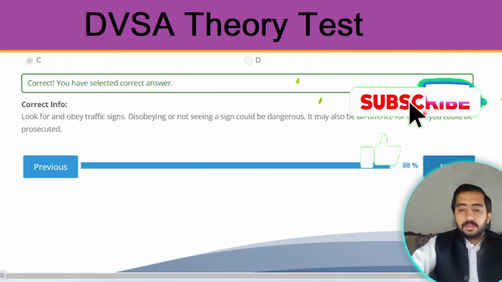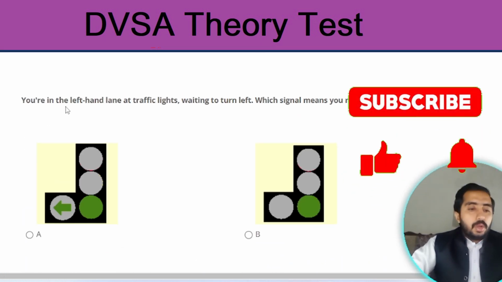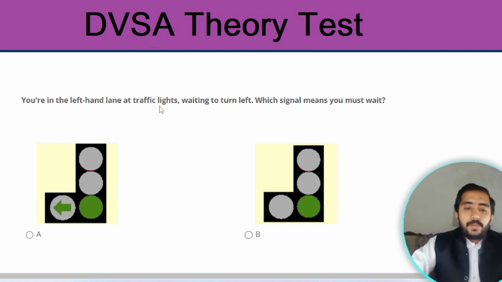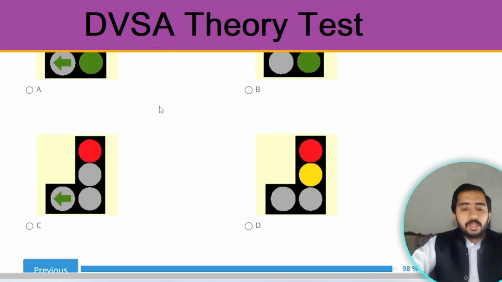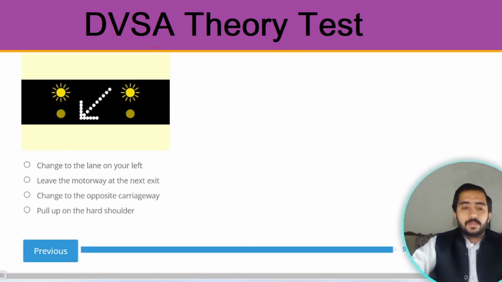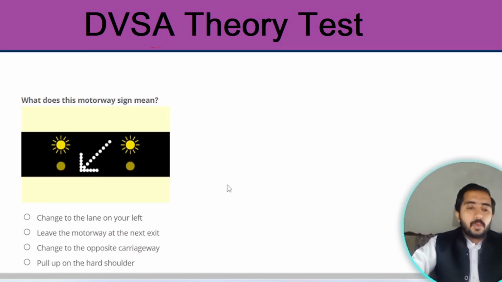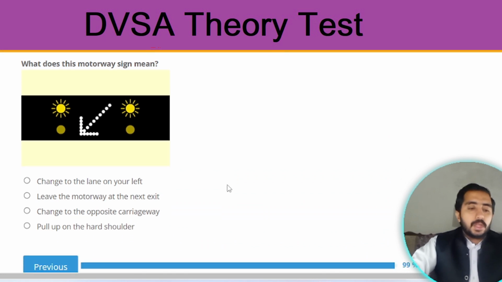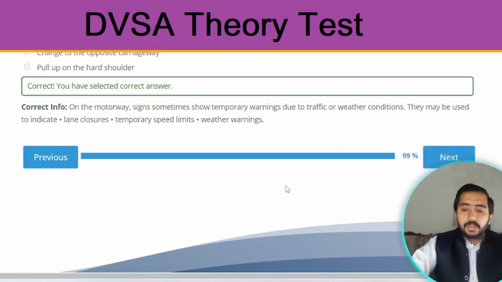Next one. You are on the left hand lane at traffic lights waiting to turn left. Which signal means you must wait? The signal is signal D, which is option D. Next question. What does this motorway sign mean? It means change to the lane on your left hand side. Option A is the correct option.